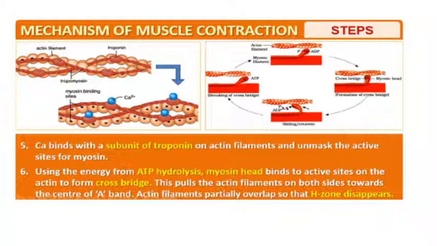Now, this will cause the release of calcium ions from the sarcoplasmic cisternae into the sarcoplasm. The calcium will bind with a subunit of troponin on the actin filament, and it will unmask the active site for myosin. Using the energy from ATP hydrolysis, the myosin head will bind to the active sites on the actin and form a cross bridge, as you can see. Because of this cross bridge formation, there will be a pull. This pulls the actin filaments on both sides towards the center of the A band. Actin filaments partially overlap so that now the H zone has completely disappeared.